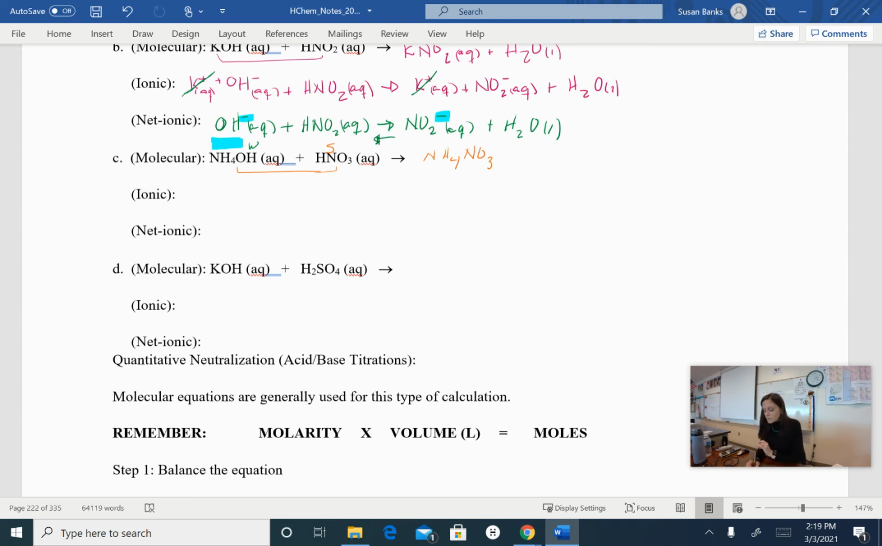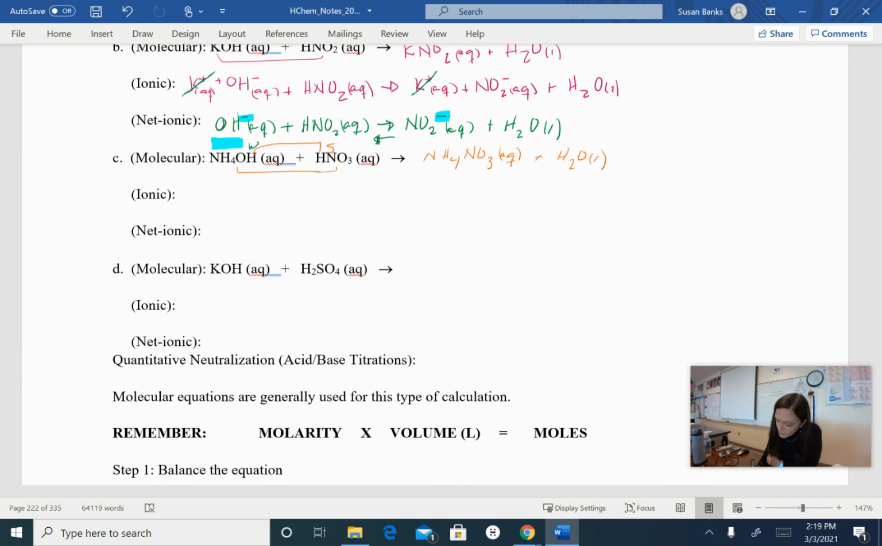Now this is soluble. All ammoniums and all nitrates are soluble, no exceptions. So that is soluble. And then hydrogen is going to get together with the hydroxide, a 1-to-1 relationship there, to make water. Okay? Now remember, weak acids and weak bases actually stick together. So we are going to keep this stuck together. Okay? So my ammonium hydroxide is going to stay together.